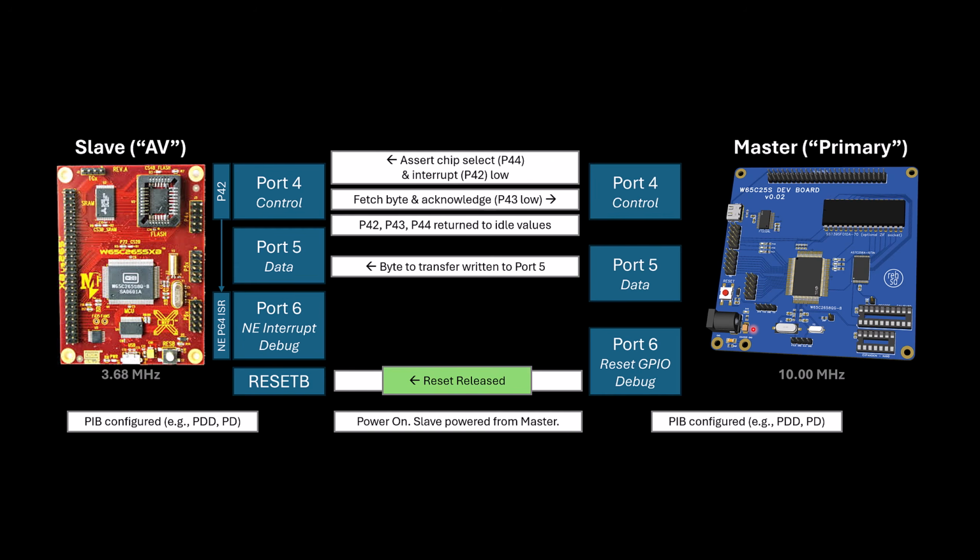And then there's maybe a few more things they go through, but at the end, P42, 43, 44 all get turned back to their idle values. So this would be all of them high. So P42, 43, 44 would be back to all high states.